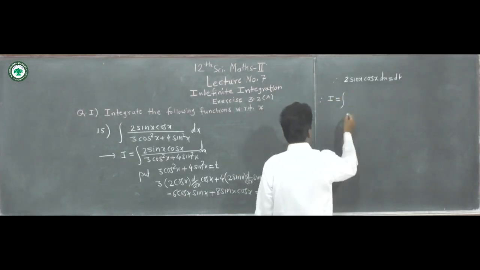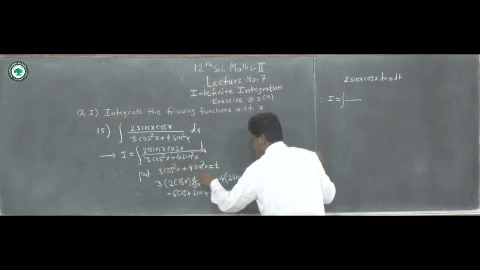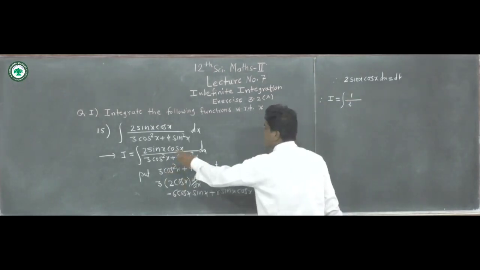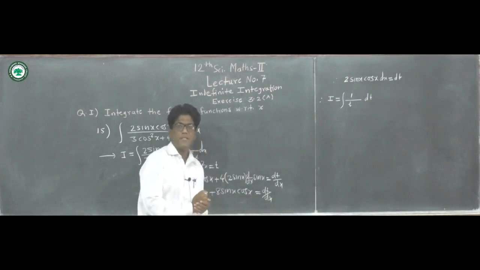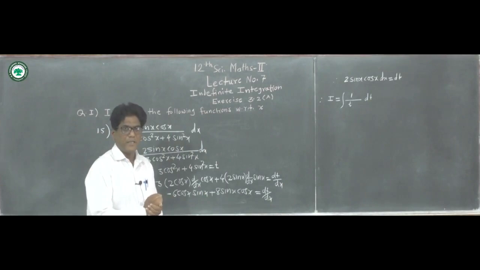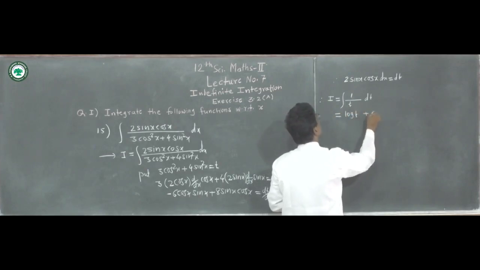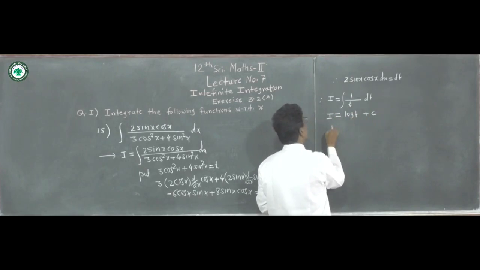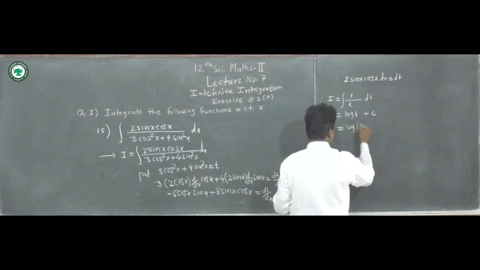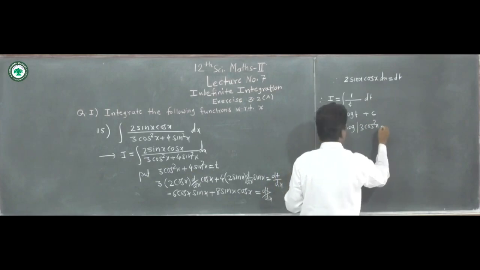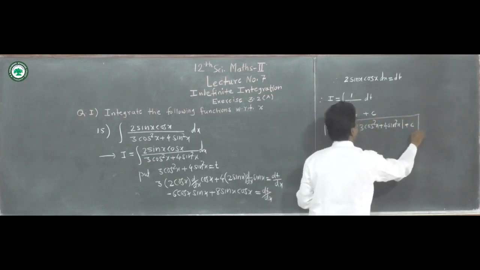Therefore the required integral I is equal to the integration of 1 upon t, where the denominator 3 cos square x plus 4 sin square x we replace by t, and 2 times sin x cos x dx is dt. Now the integration of 1 upon t dt: 1 upon t is the derivative of log of t, and therefore the integration of 1 upon t is log of t plus constant of integration. Now resubstitute the value of t. Therefore I is equal to log of 3 cos square x plus 4 sin square x plus constant of integration.